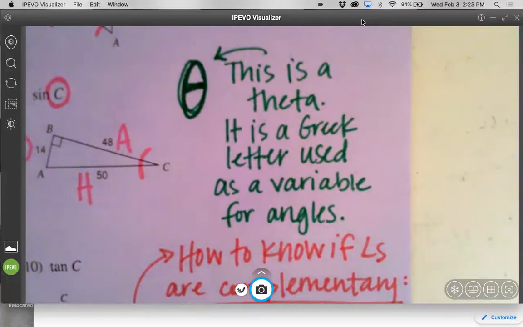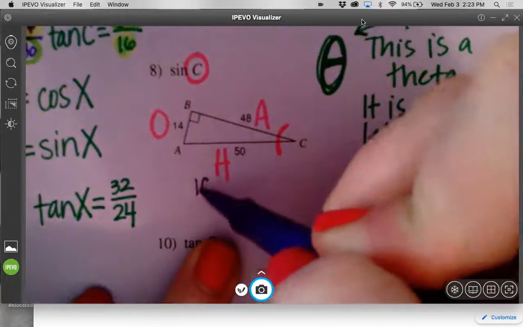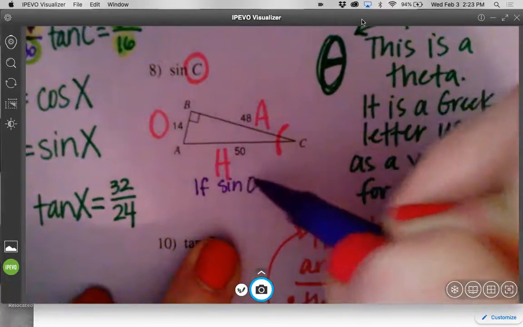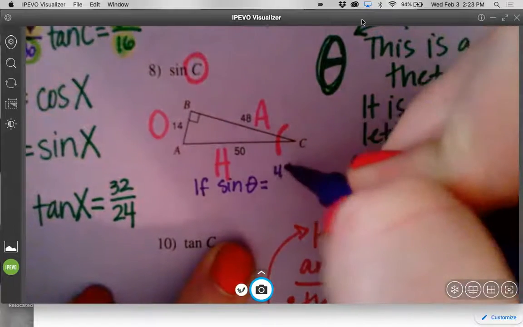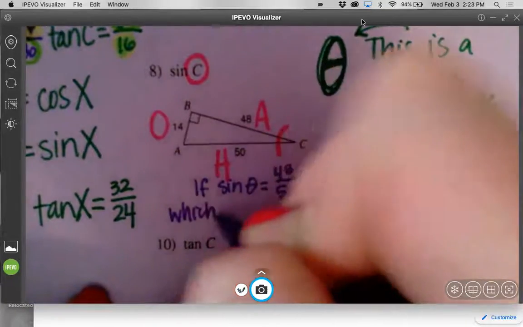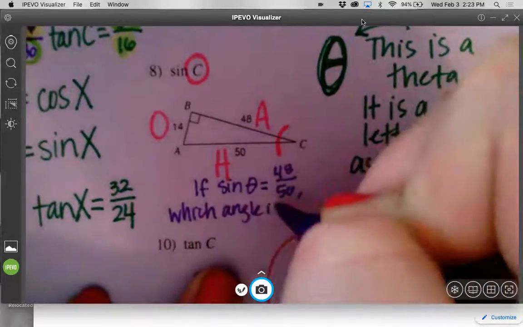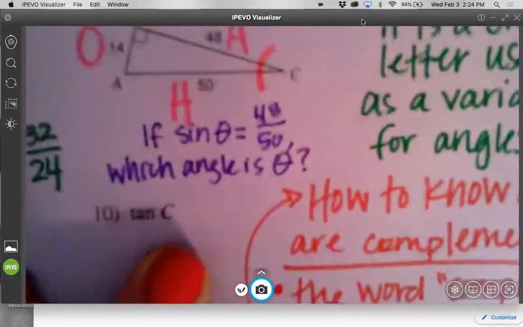Let me get a different color so it doesn't all run together. If sine of theta equals 48 over 50, which angle is theta? See, that's not hard.